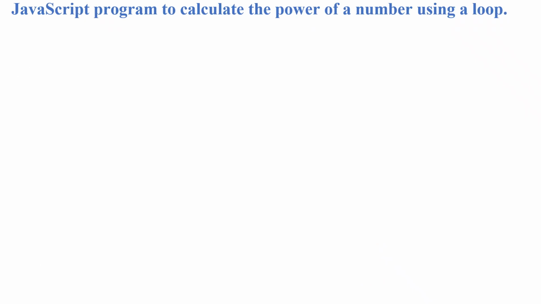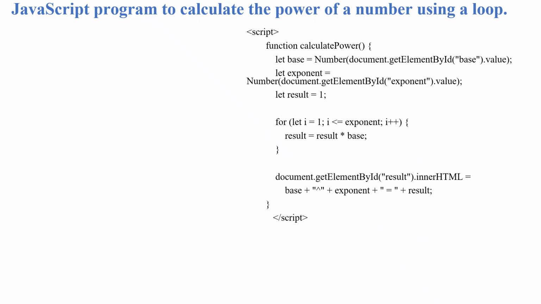The next program is a JavaScript program to calculate the power of a given number. Here we have to use the exponent, for example 2 raised to power 3 or 3 raised to power 2. We need to enter two different values: the exponent value and the base. We cannot assume the power is always 2. The power can be anything, for any number that is mentioned.